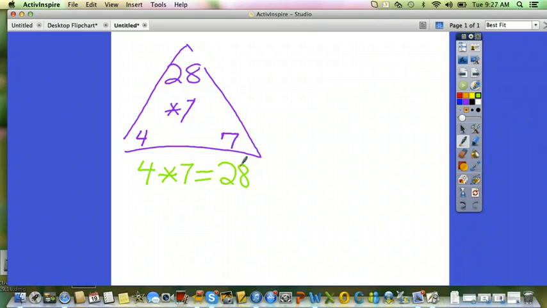Okay, 4 times 7. So I'm going to do 10 times 7. 10 times as many 7s. 70. So 4 times 70, very good, equals 280.